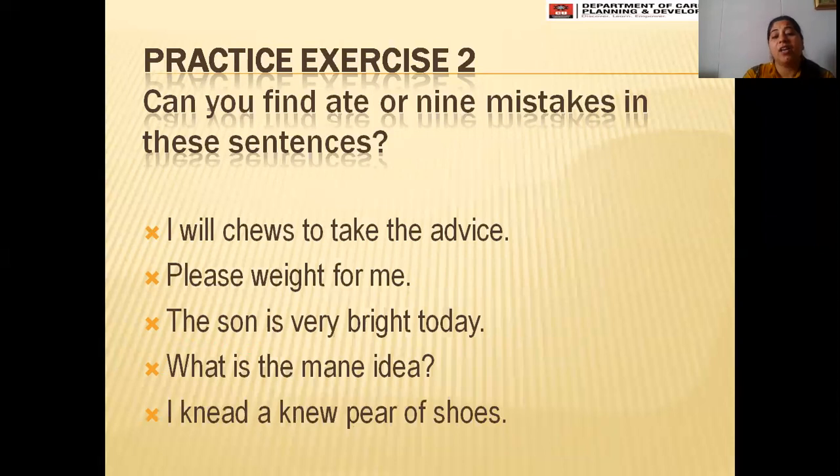I need a new pair of shoes. So what need are we talking about? We are not talking about this need here. We are talking about the need, the requirement. So NEED. A new, again, new, NEW, new. And pair, PAIR, pair of shoes. So look at the mistakes that we can find in this sentence. 1, 2, 3. 3 words used wrongly, and definitely there's no sense of this sentence if we are not using correct words.